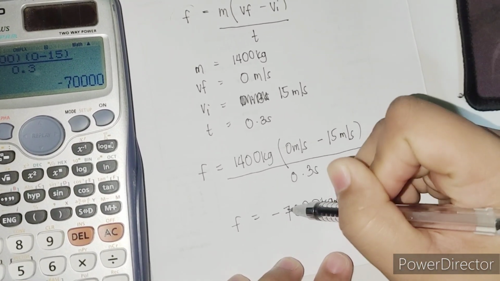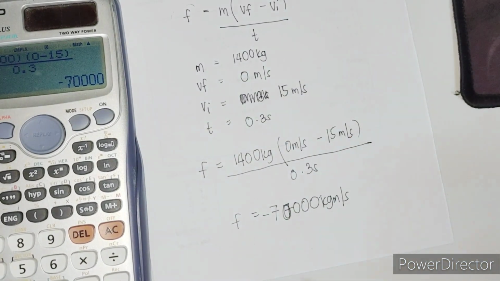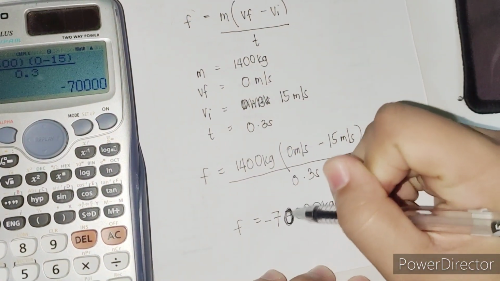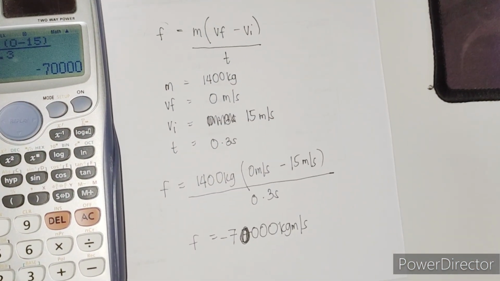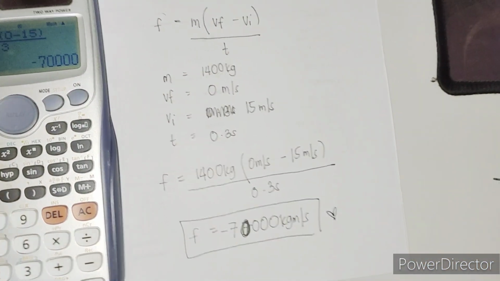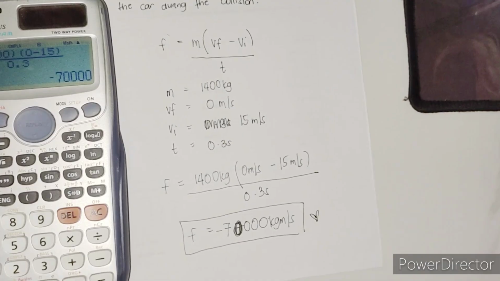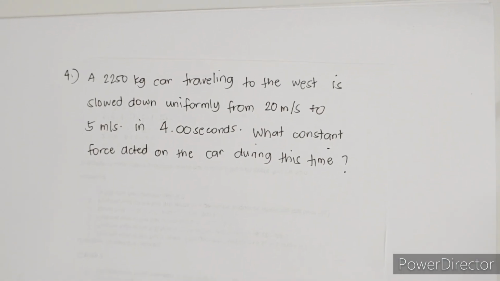Negative 70,000 kilogram meter per second. Pakibox po. Final answer. O, lagyan pa natin ng heart. Okay, na? Yan, okay na. Okay, let's have our last example for this day.